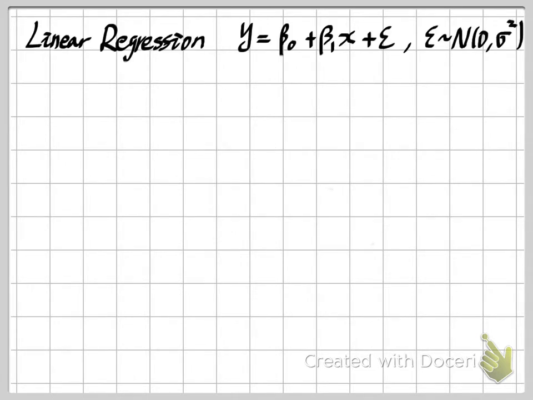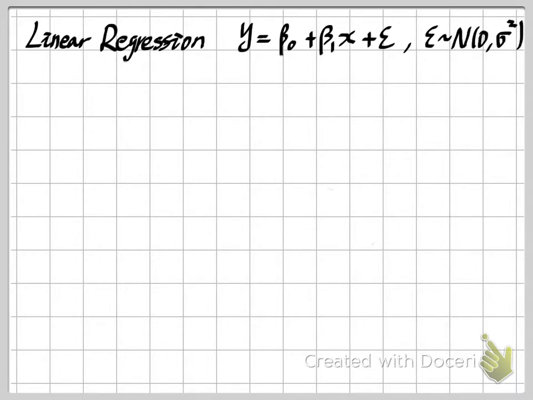So of course, similar to our previous videos, we still denote our linear regression line as the equation y equals beta 0 plus beta 1 x plus epsilon. So here for the epsilon, the error term, we still have the assumption that epsilon follows a normal distribution with mean 0 and variance sigma squared.